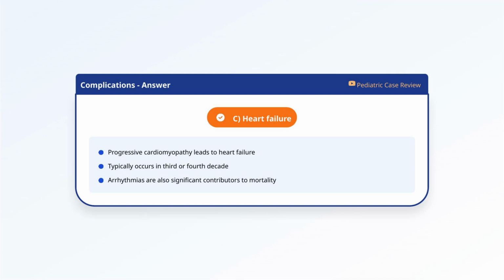Heart failure. Progressive hypertrophic cardiomyopathy in Friedreich ataxia often leads to heart failure, which is the most common cause of death. Heart failure typically develops in the third or fourth decade of life. Arrhythmias are also significant contributors to mortality, and sudden death may occur due to cardiac causes. Regular cardiac monitoring is essential throughout the patient's life.